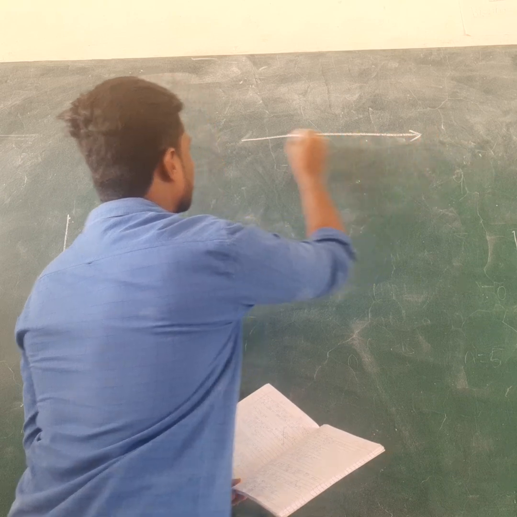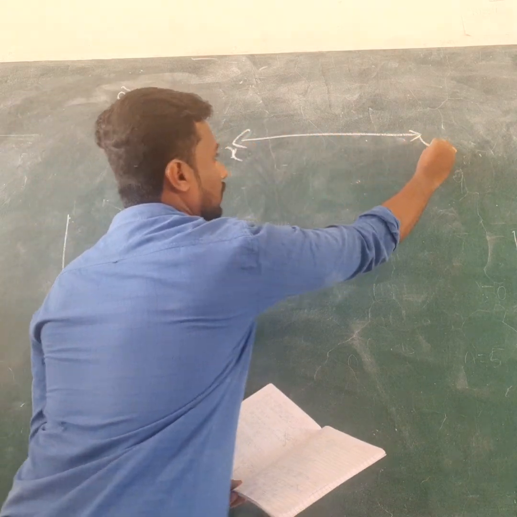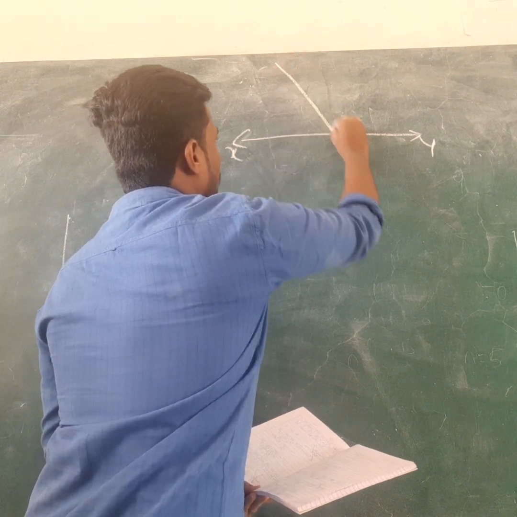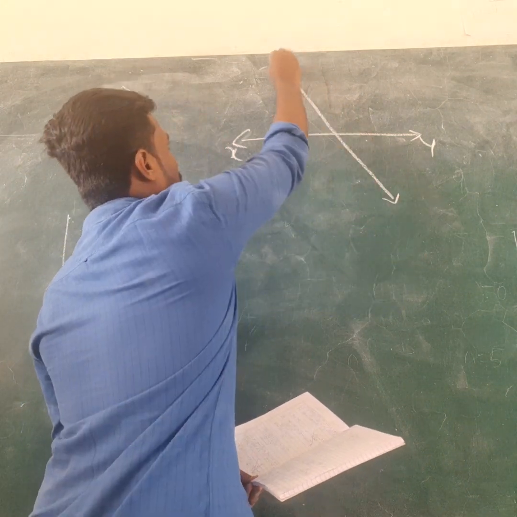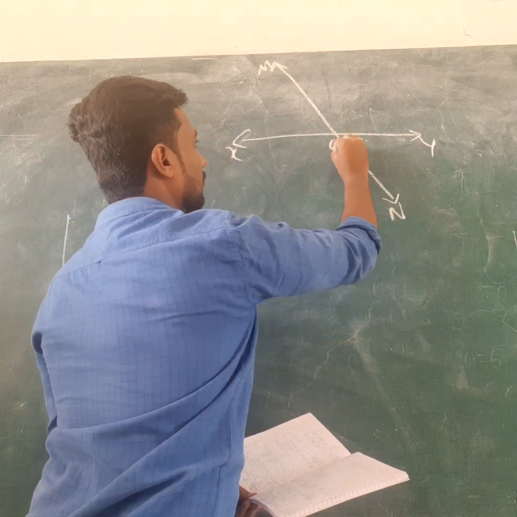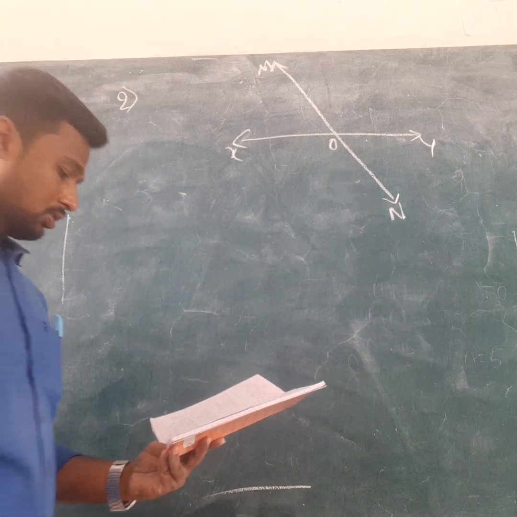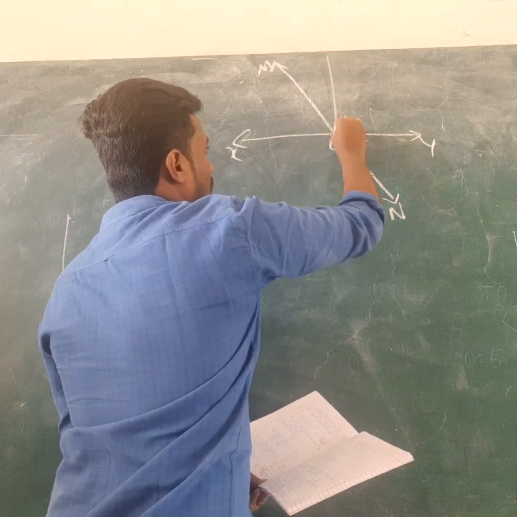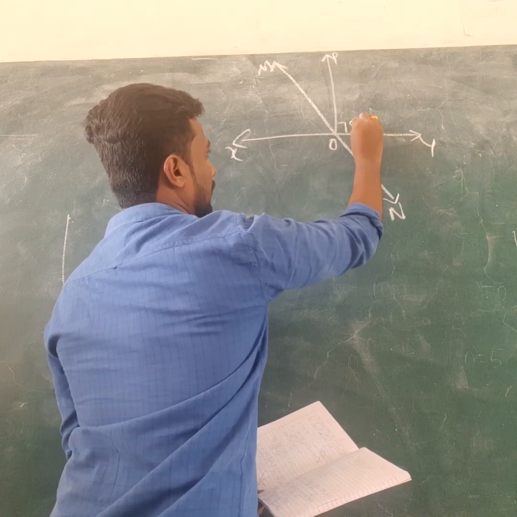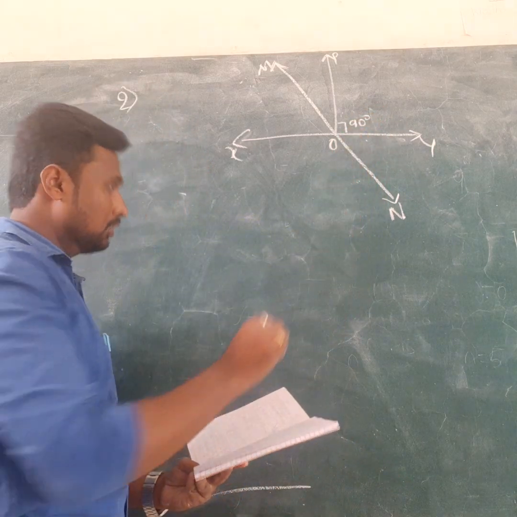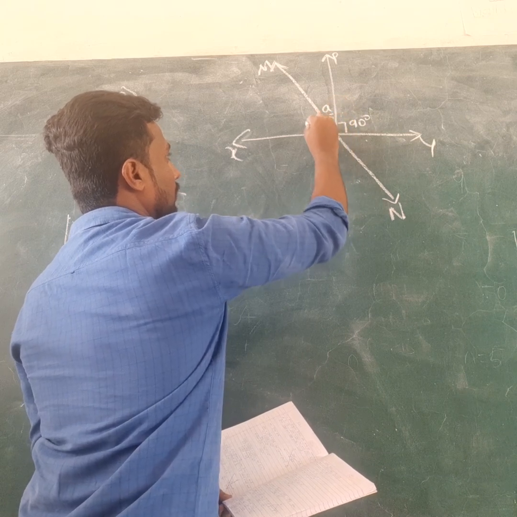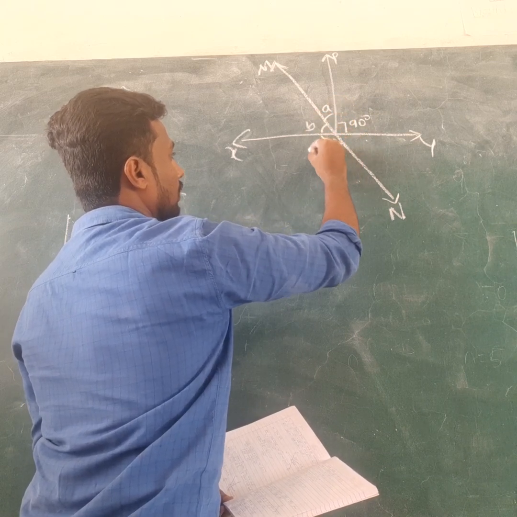Two lines XY and MN intersect at O, and angle POY is 90 degrees, and this is angle A, this is angle B, this is angle C.